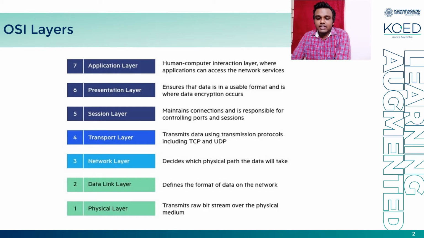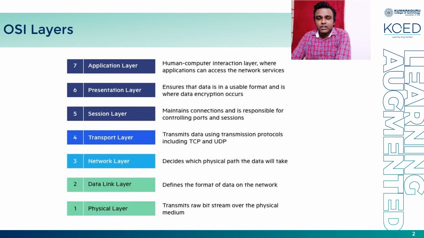Next is the data link layer, which defines the format of data on the particular network. What kind of data has to be forwarded in the particular network is maintained in the data link layer. The last one is the physical layer. It transmits the data in terms of zeros and ones, that is, signal or no signal, the 5 volt or 0 volt. Whichever network medium we use, the voltage level will vary. So this is all about the OSI layers.